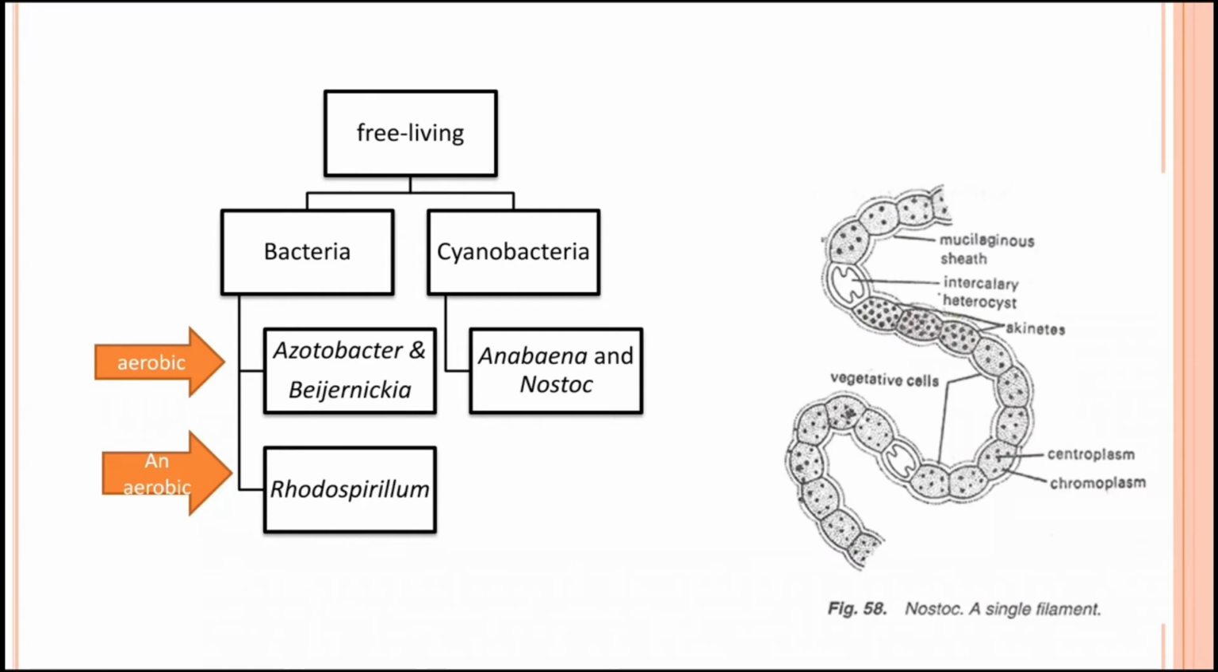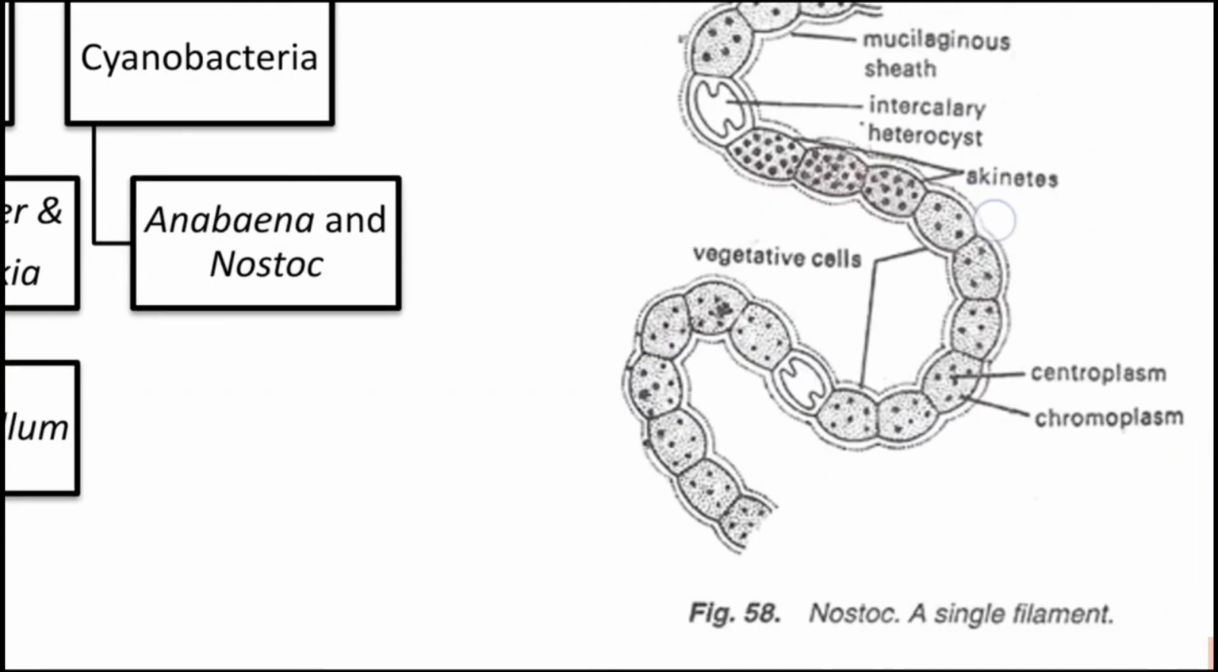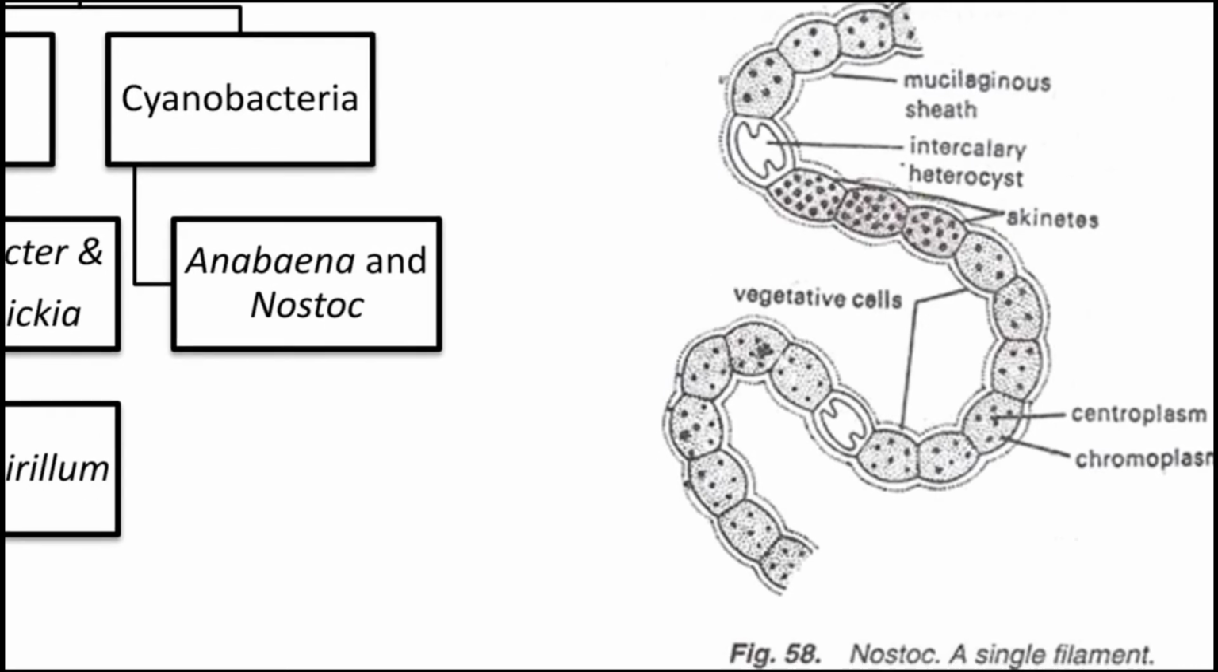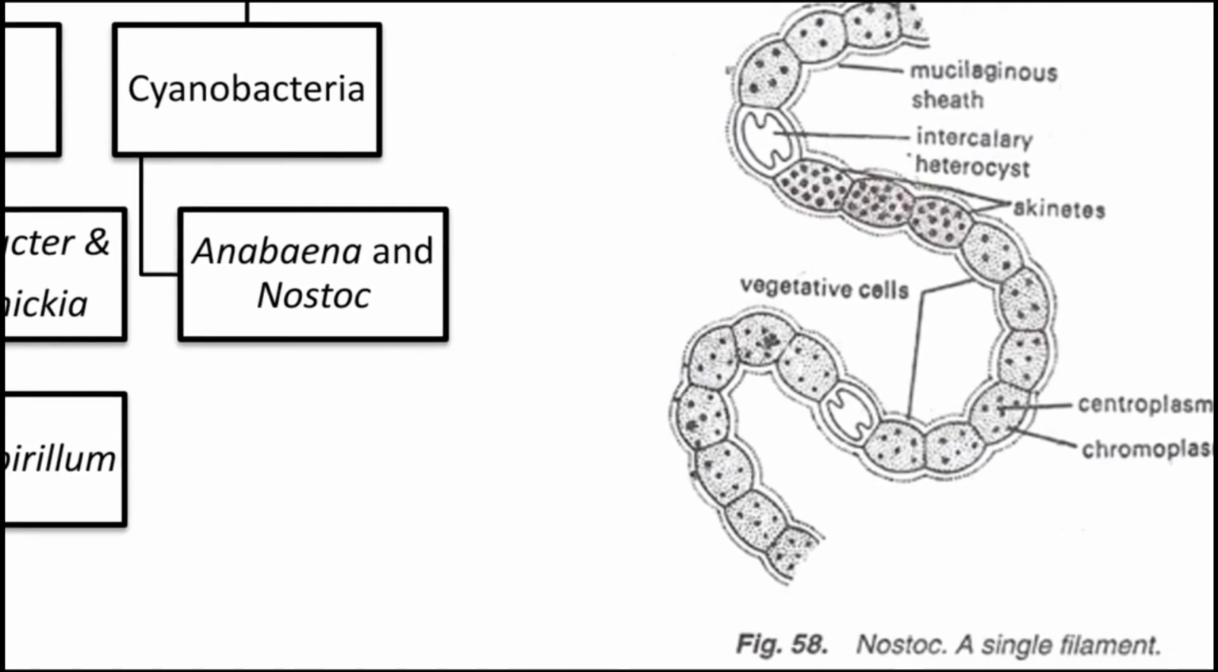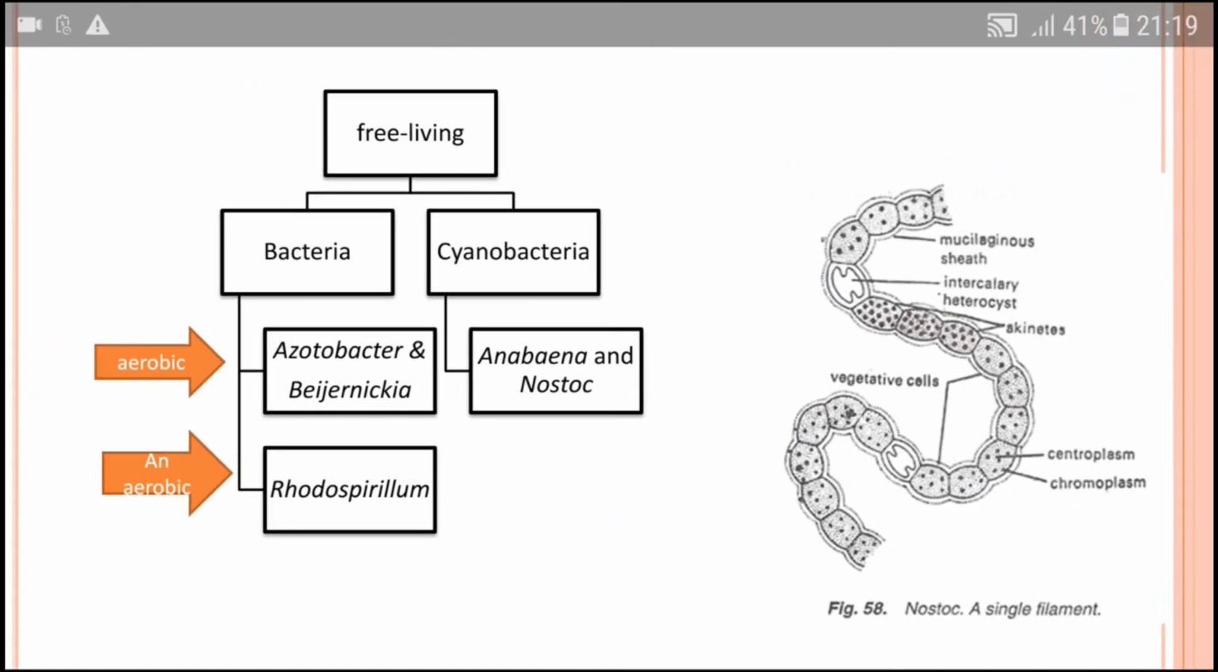Now first of all, let's see free living nitrogen fixing microbes. We can have bacteria or cyanobacteria, which are also known as blue-green algae. In bacteria we have aerobic ones like Azotobacter and Escherichia, and among anaerobic ones we have Rhodospirillum. In cyanobacteria we can have Anabaena and Nostoc. Here is a Nostoc filament, made up of many cells, and one cell known as the heterocyst contains the nitrogenase enzyme, and that is why it is able to fix nitrogen.